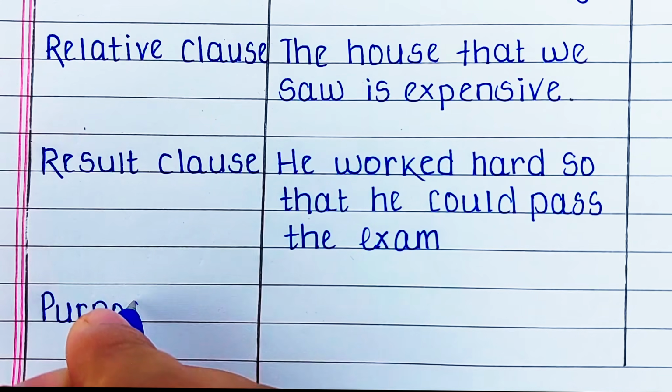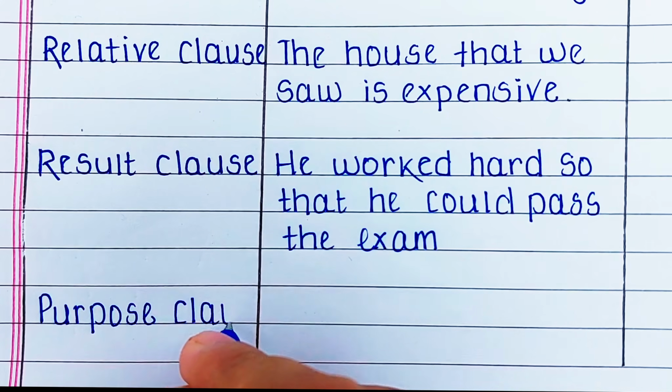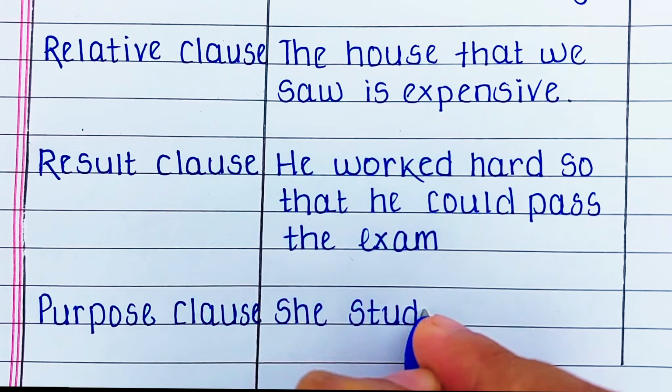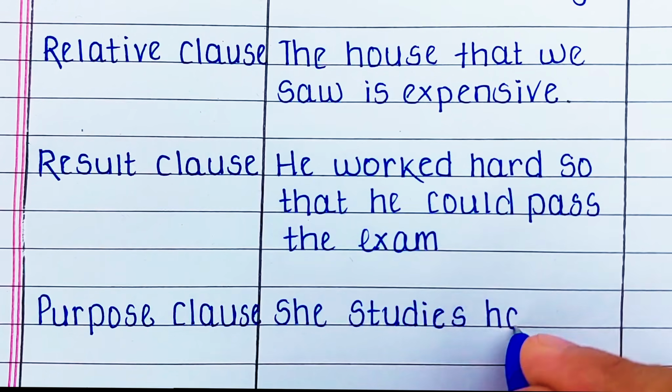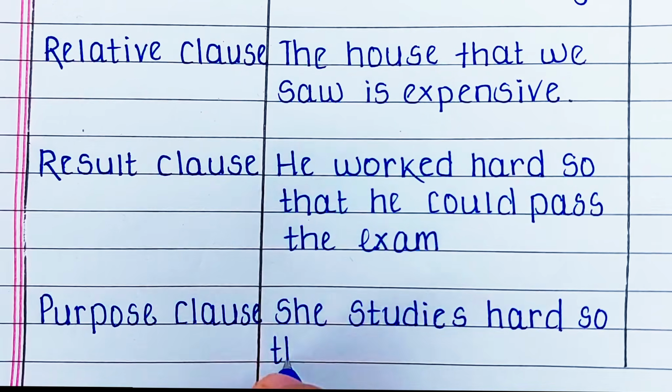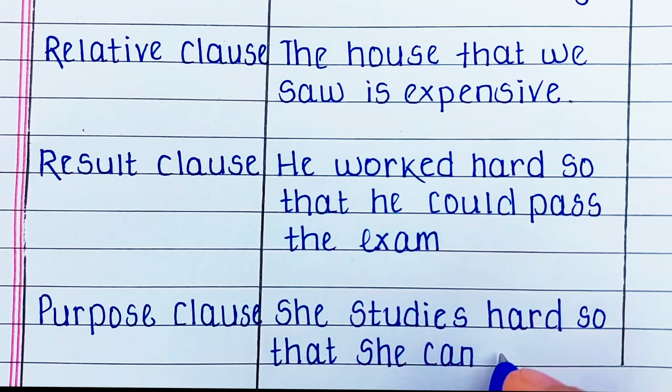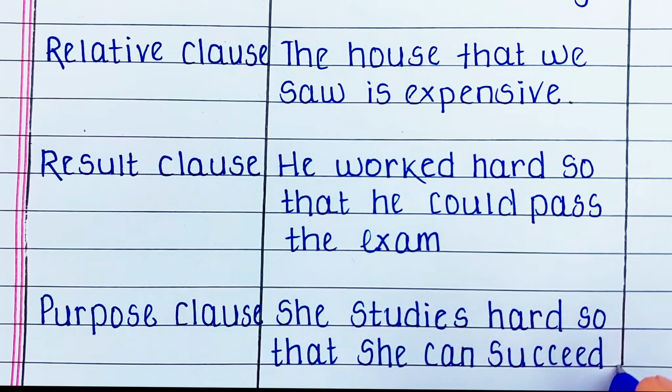The next type is the purpose clause. A purpose clause shows purpose. They are introduced by in order that, so that, etc. For example, she studies hard so that she can succeed.